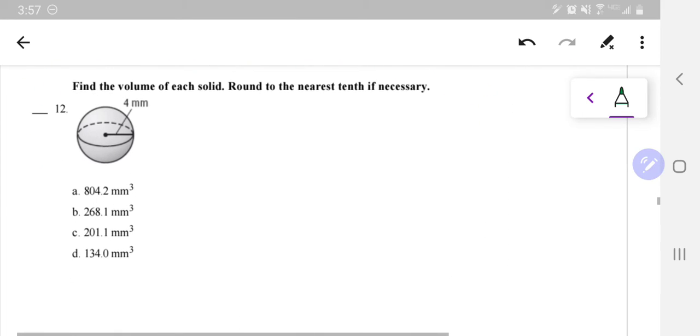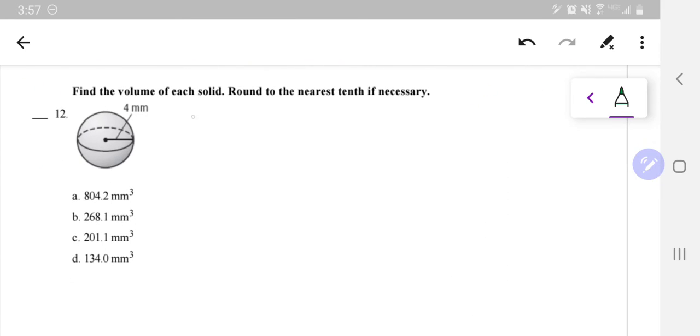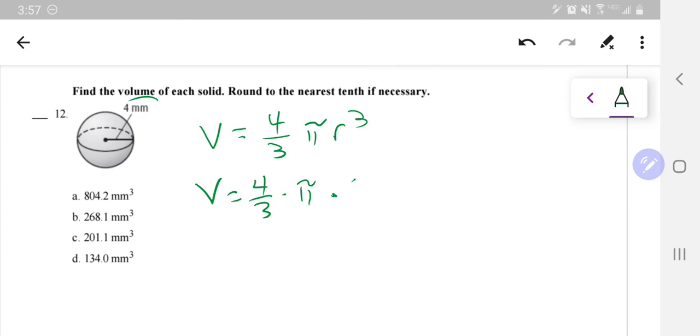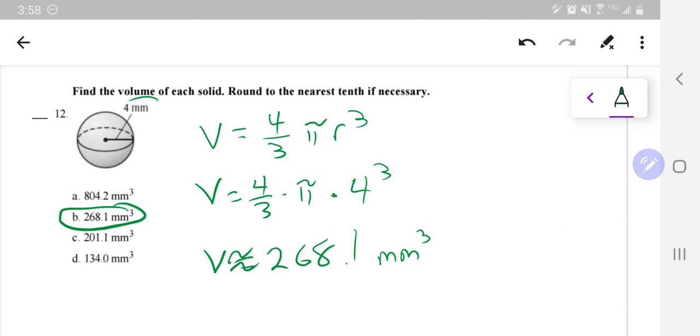All right. Anyway, moving on to number 12. Find the volume of each solid, round to the nearest tenth if necessary. So we're finding volume again. So volume of a sphere would be 4/3 pi r cubed. So 4/3 times pi times the radius, which is 4, cubed. So number 12, that's going to be 268.1 millimeters cubed. I should have an approximately symbol, and that's part B.